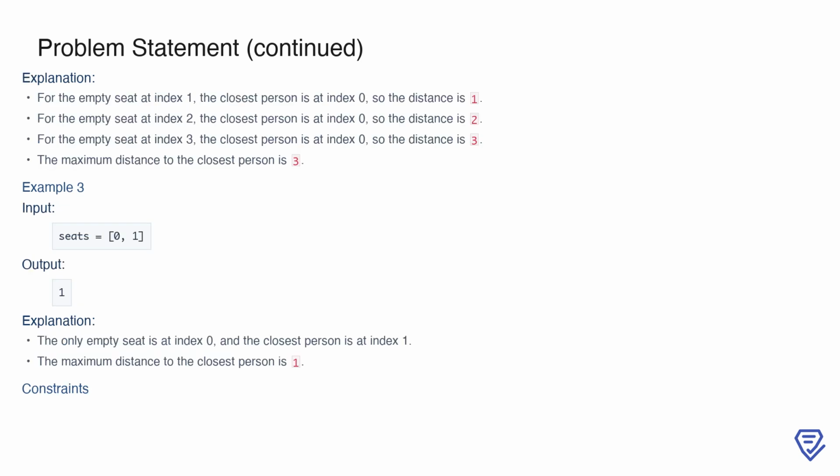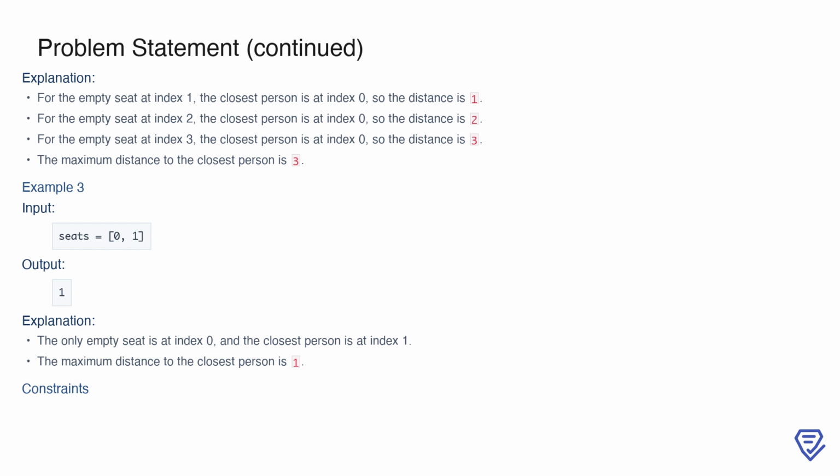To clarify further, consider another example where seats equals 0, 1. In this case, there is only one empty seat, located at index 0. The closest person is at index 1, so the distance to the closest person is 1. As there are no other empty seats, the maximum distance is simply 1.